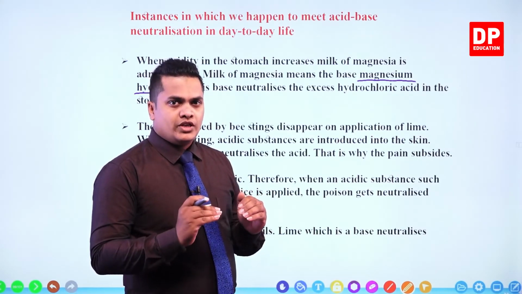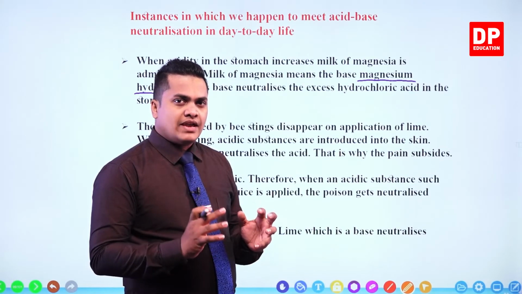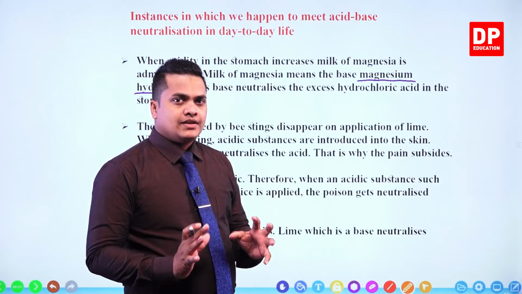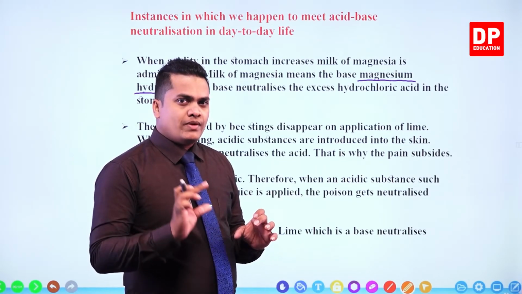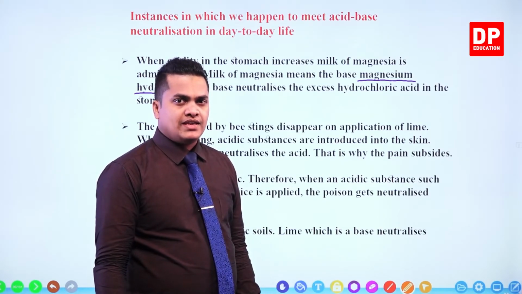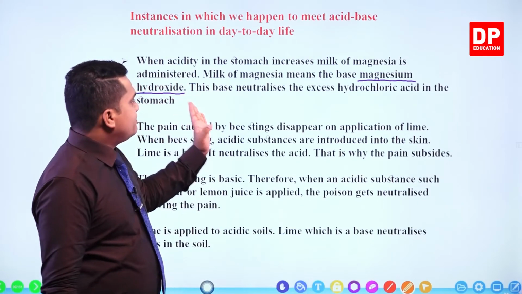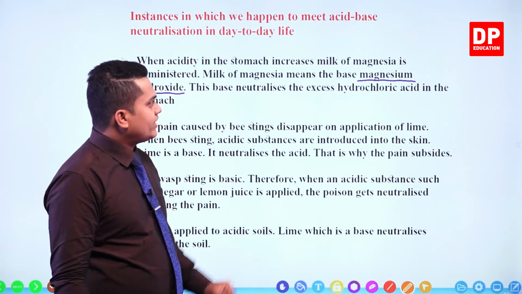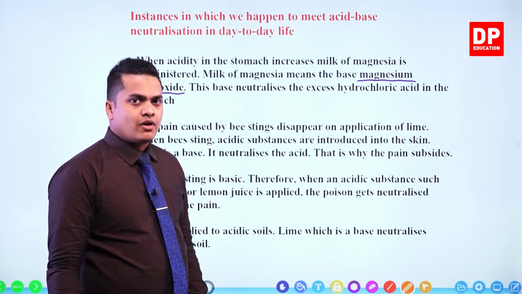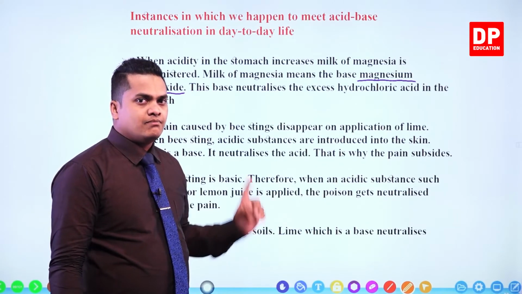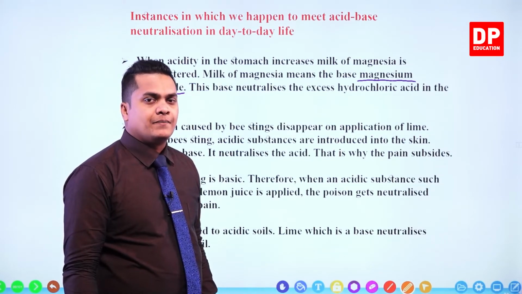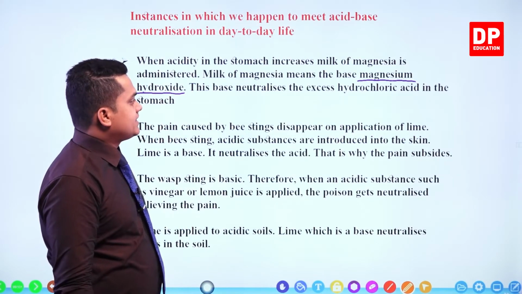When you administer magnesium hydroxide or milk of magnesia, the acidity level of the stomach is going to reduce. By that way you can get relief from the pain. Here this base neutralizes the excess hydrochloric acid in the stomach. That's how you can get relief from the pain due to gastritis by using magnesium hydroxide or milk of magnesia. Right, the second example.